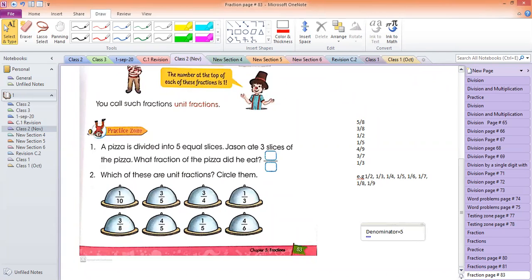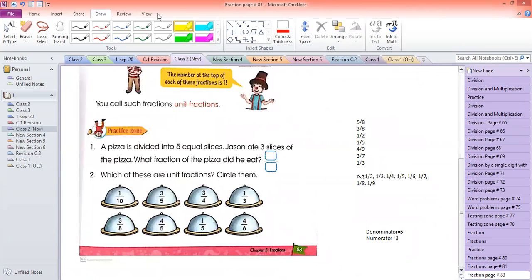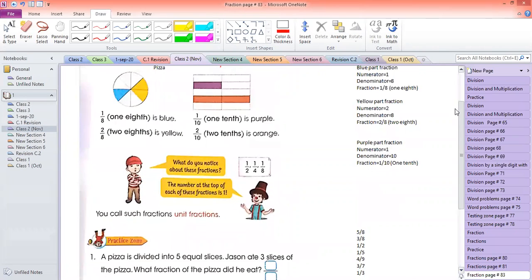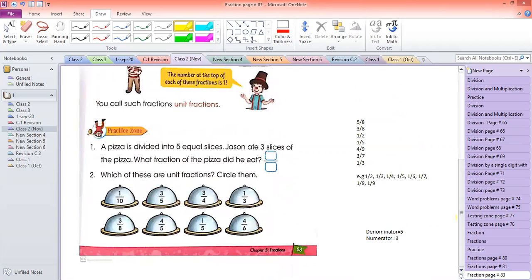And how much did Jason eat? Jason ate 3, so its numerator will be 3. The pizza is divided into 5 equal parts and Jason ate 3. Let's suppose this is the pizza, and I am making it yellow. It is divided into 5, so we cannot look at this one. But he ate 3 of 5. 3 out of 5 parts of the pizza he ate.